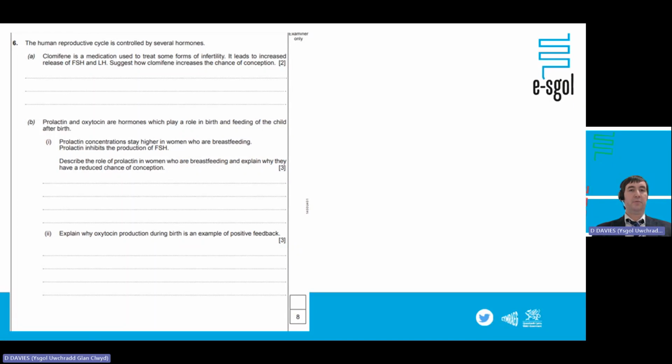Okay, another one. Clomiphene is a medication used to treat some forms of infertility. It leads to increased release of FSH and LH. Suggest how that increased the chance of conception. Okay, so think about what those hormones do in order to increase the release of something else.